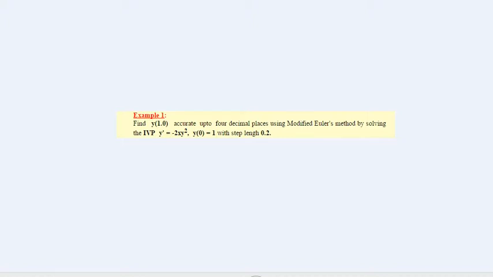Today we are going to solve a numerical analysis problem by the modified Euler method. It is a type of Euler method, but it is more accurate than the Euler method. So we take an example.